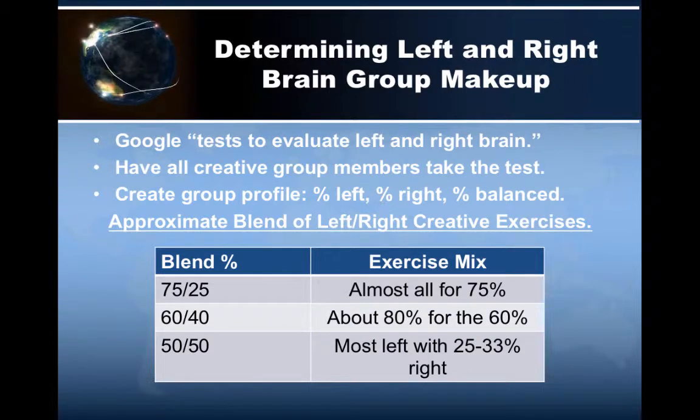If it's a 50-50 split, pretty much, you probably want to use mostly left brain exercises. People tend to be a little bit more, even right brain people tend to understand the value of that more than left brain people are respecting the value of right brain approaches. But in a 50-50, you probably want to plan between a quarter to a third of the exercises being on the other side of the 50. So, or right brain exercises in this particular case.